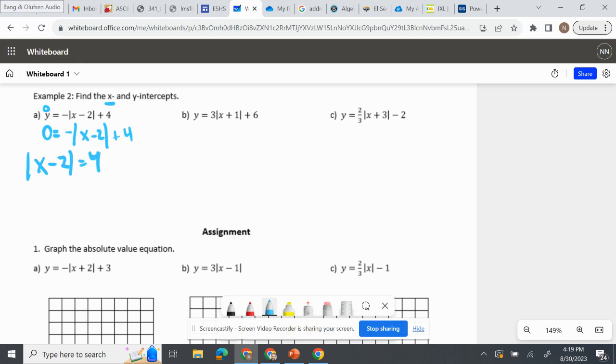Now, as we learned earlier, whenever we have an absolute value, we're going to write two equations, one where the 4 is positive, the other one where the 4 is negative. When we add the 2 over here, we get x equals 6, or when we add the 2 over here, we get -2.